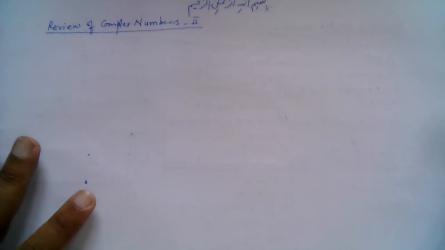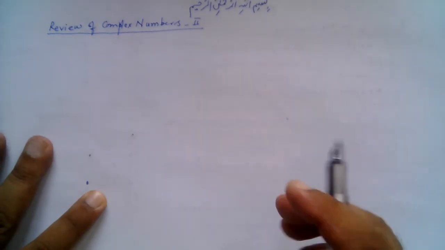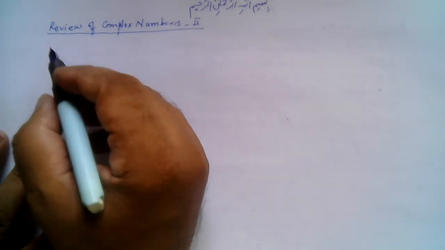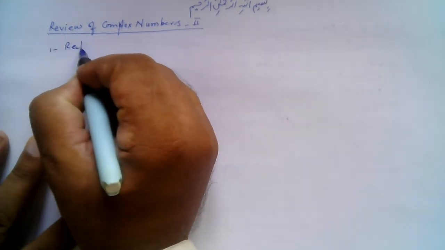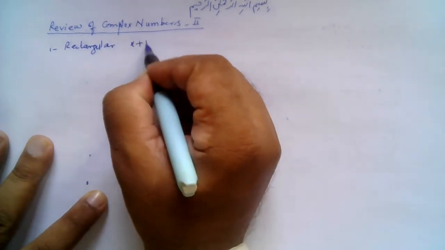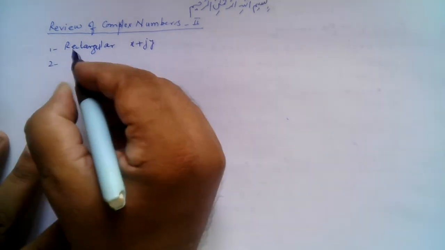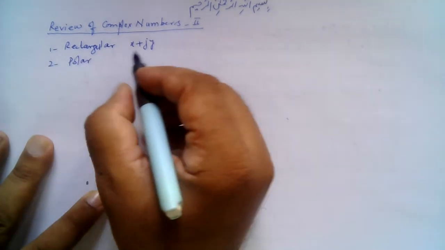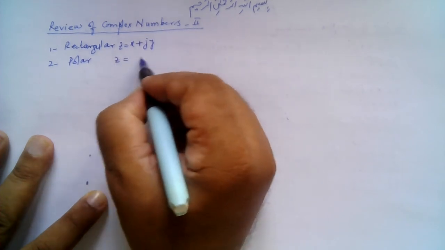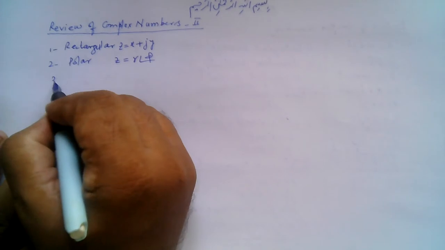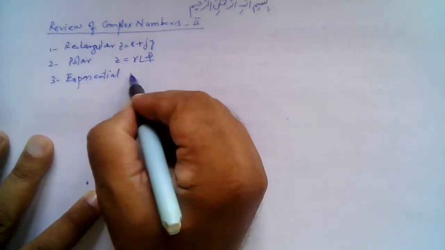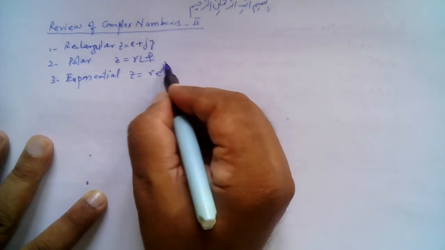Bismillahirrahmanirrahim. So we already have seen that for the complex number, we usually use three forms to represent it: rectangular form, that is z is equal to x plus jy, then polar, z is equal to r angle phi, and exponential, that is z is equal to r e^(j phi).